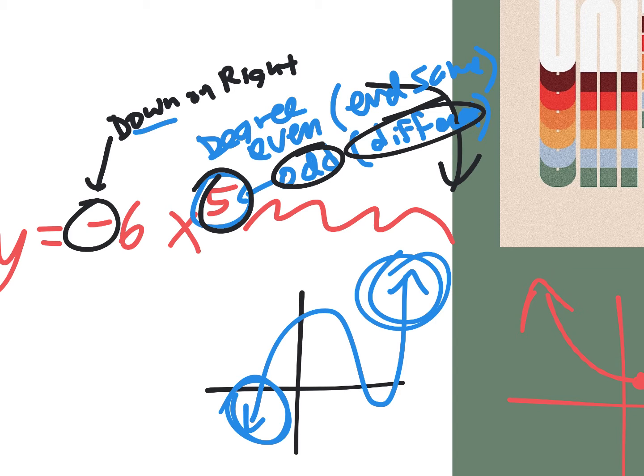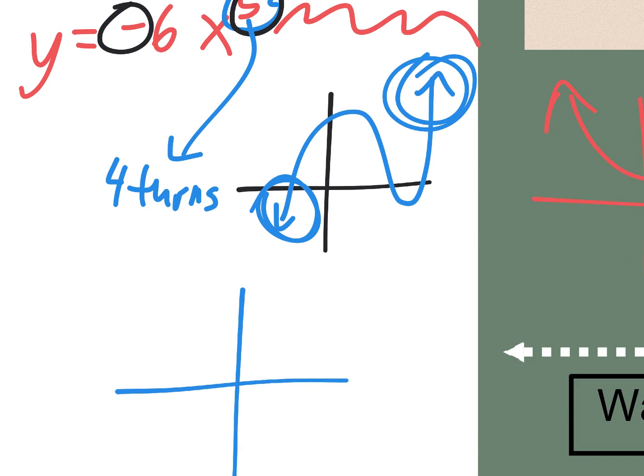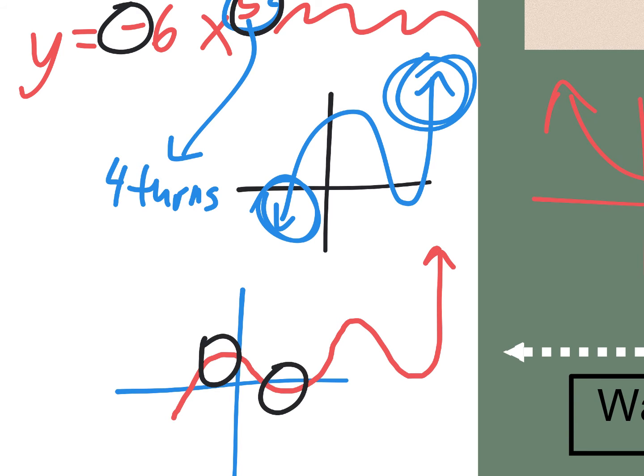One more thing it tells me is if it's got a 5 for a degree, it's going to have 4 turns. So for example, you remember the car driving on the lake? So here's a graph, and here's your car driving around on the lake. Took a turn, took another turn, took another turn, took another turn. That had 1, 2, 3, 4 turns in it. That would be degree 5.